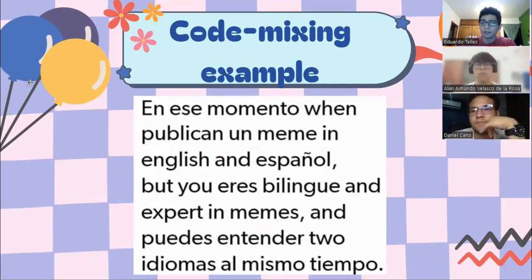For example, like one year ago, I was on Facebook and I found a lot of texts that say: en ese momento, when publican un meme en English and español, but you eres bilingüe and expert in memes, and you puedes entender two idiomas al mismo tiempo. In this case, when I saw it the first time, I said, oh my God, this is so funny. I can understand all the things, but I didn't know about this phenomenon that is implicit in this meme. As you can see, this is the perfect example because there are two languages in the same sentences, and it doesn't change the message that these sentences want to express.